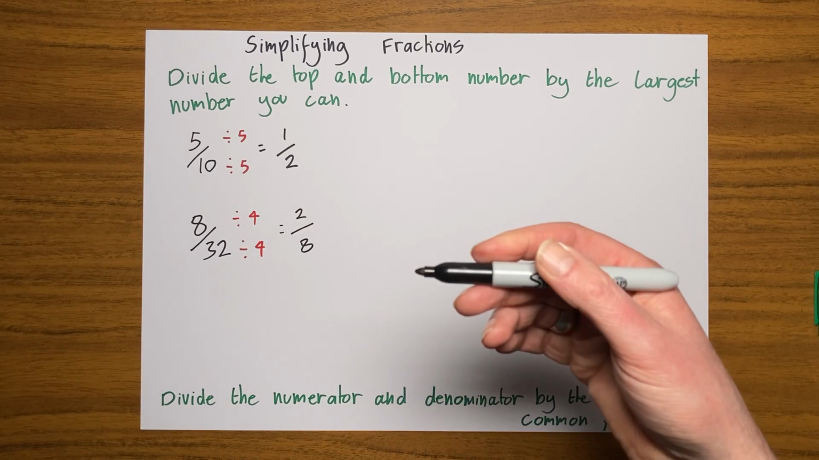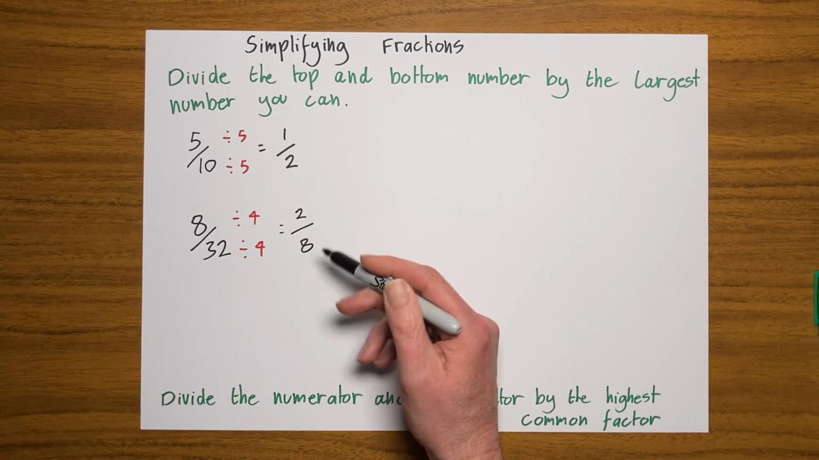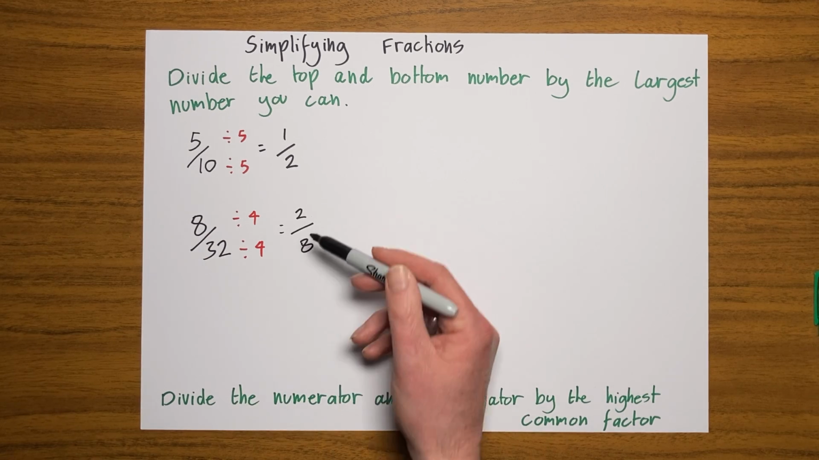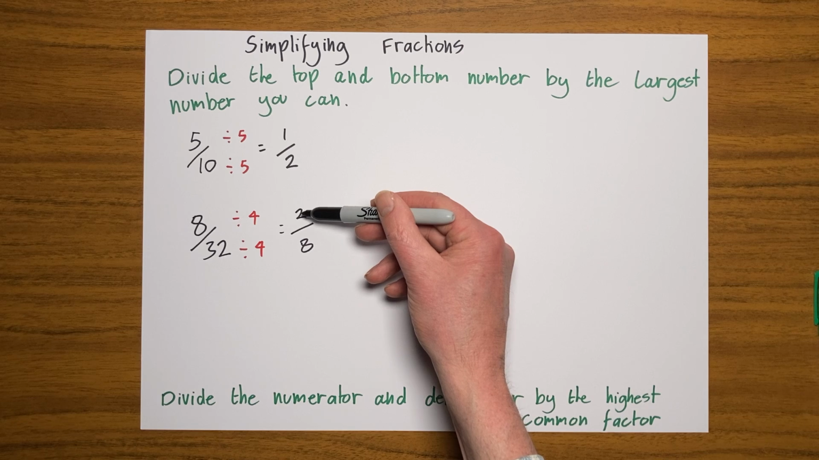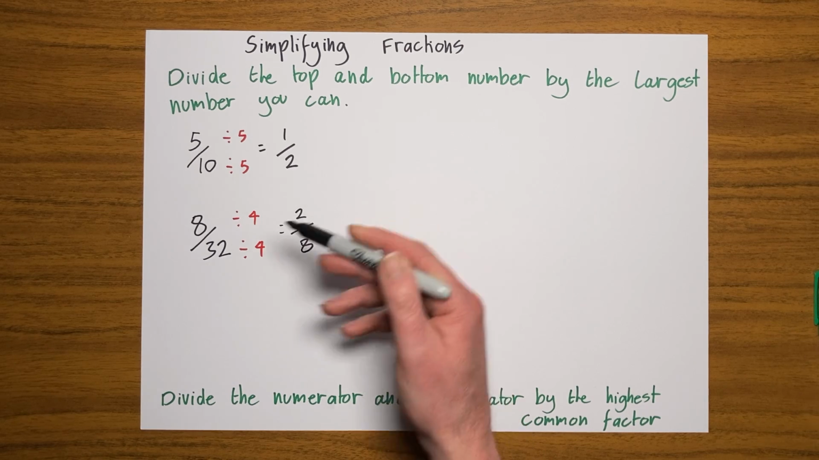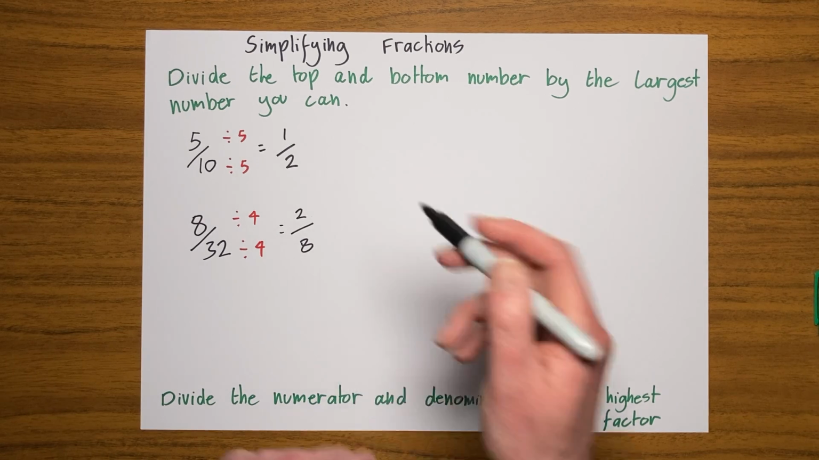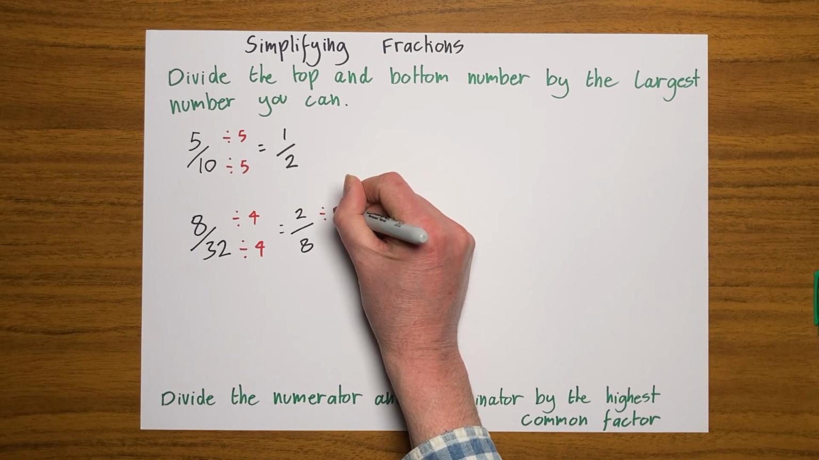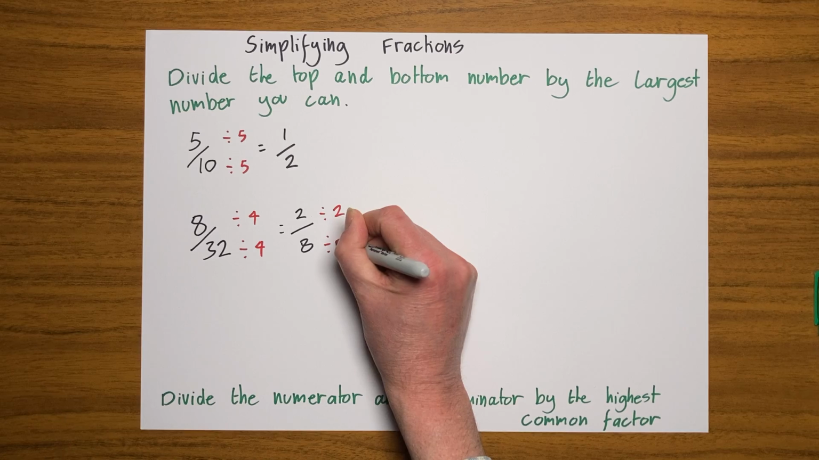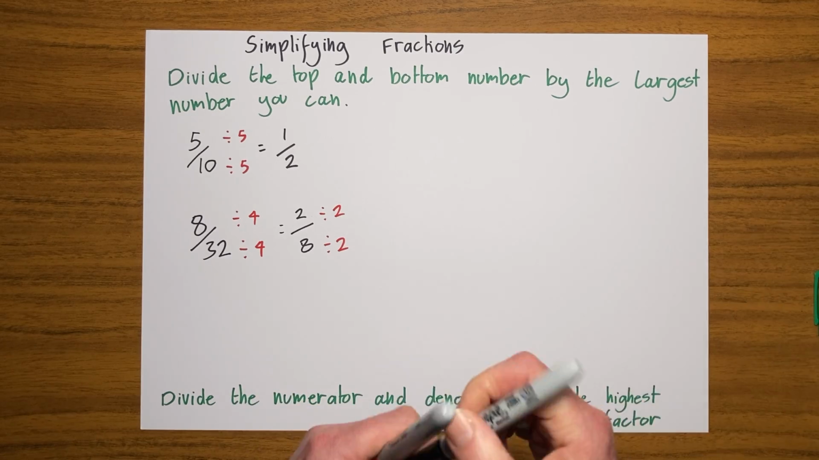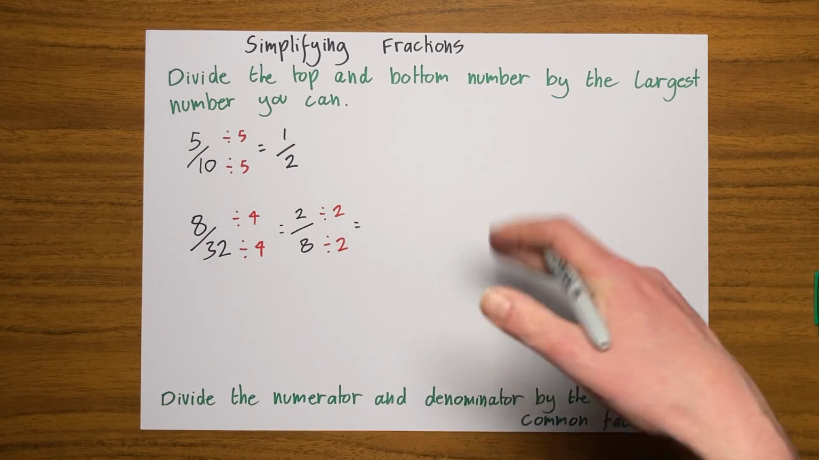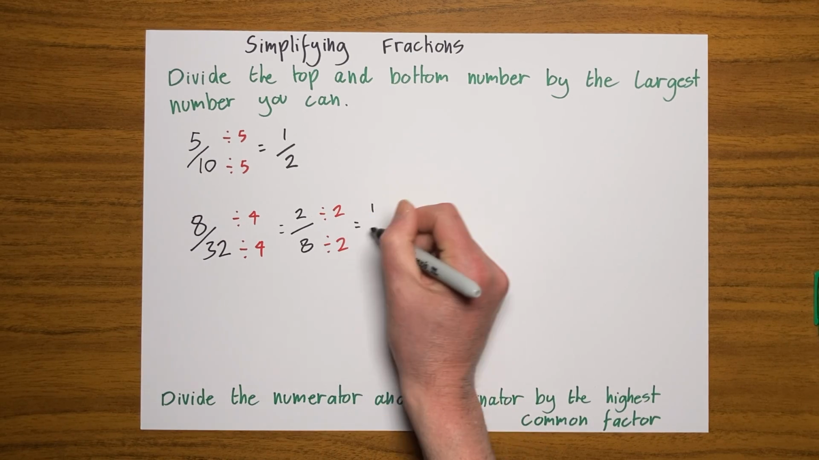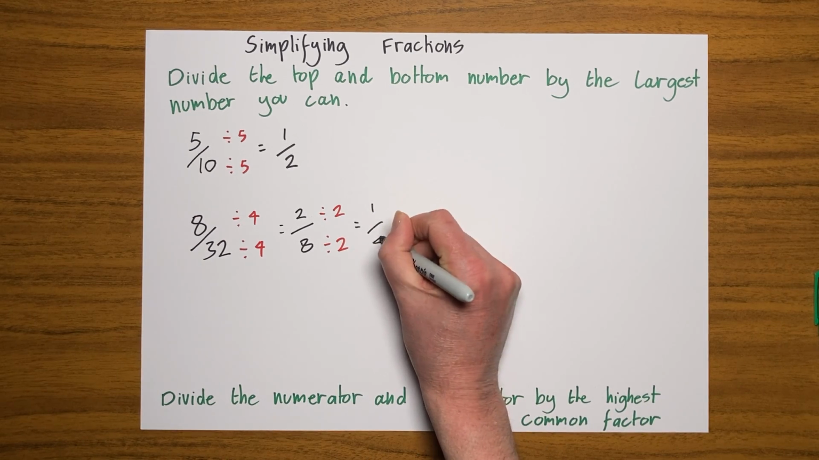Now, what I've done here is I have simplified it, but I haven't got it as simple as I could, because I could still go another step. I can still divide 2 and 8 and make it even smaller. What I can do is divide that again by 2. So sometimes you might need to do more than one step if you don't see straight away the number you need. So 2 divided by 2 is 1. 8 divided by 2 is 4.